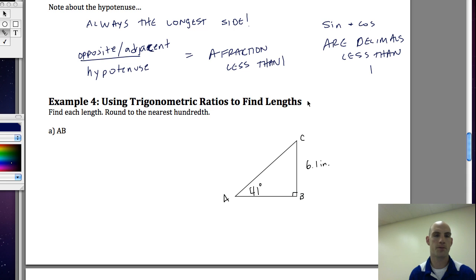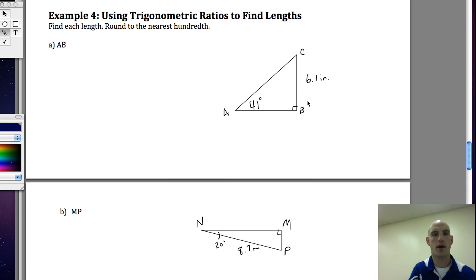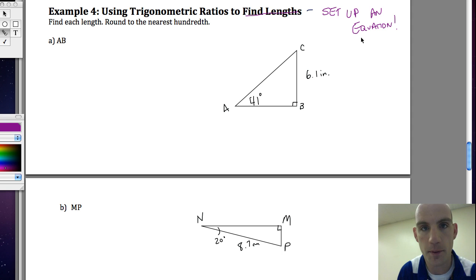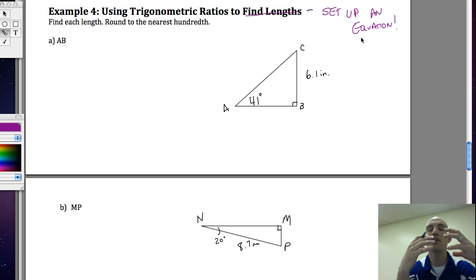Okay? Now, in example 4, let's set up a couple of equations to solve for the length of a side. The key to finding lengths: set up an equation. Set up an equation. Because when you set up an equation, you're giving yourself the maximum number of possibilities to solve for.